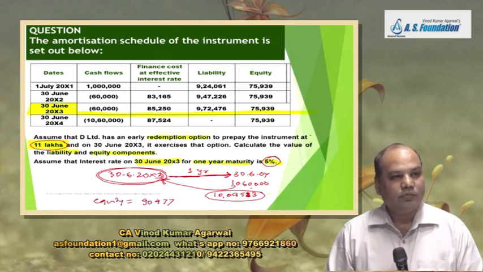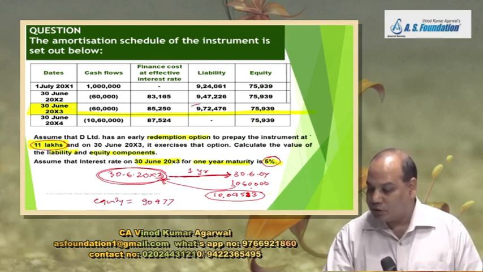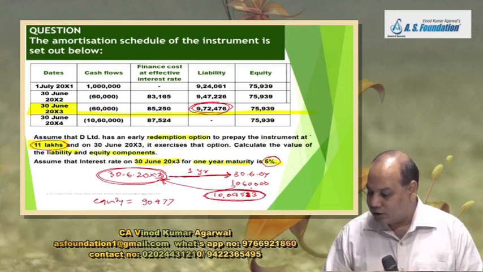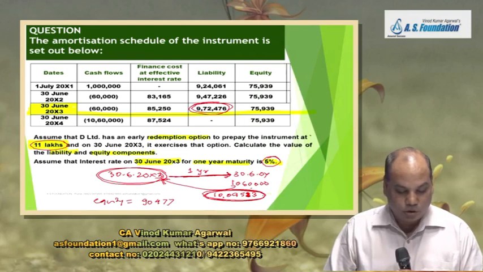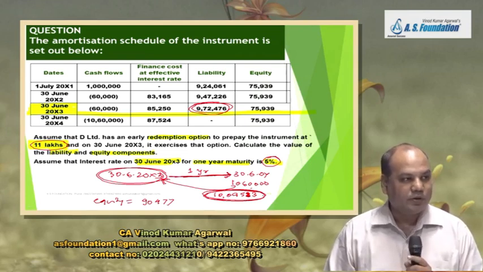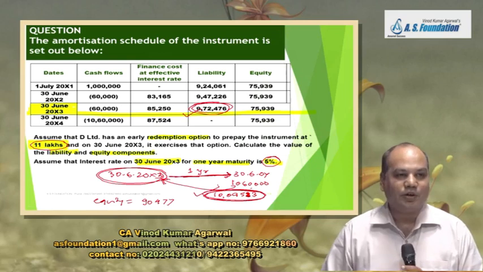90,477. That's it. But the value of the liability on this date is this much, 9,72,476. And you are allocating 10,09,523. So there will be a loss of 37,047 rupees. The difference between the carrying amount of the liability and the amount allocated towards the liability.